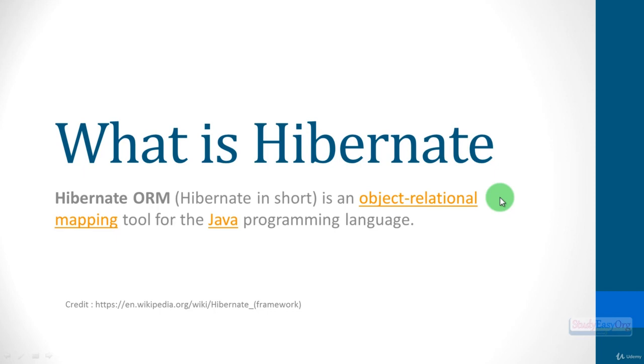Now what exactly is Hibernate? Hibernate ORM, or Hibernate in short, is an object relational mapping tool for the Java programming language. Now, Hibernate is a tool which does some stuff related to object relational mapping. In order to understand why Hibernate is so important and so popular, we need to understand what exactly is object relational mapping. So let us understand this concept known as object relational mapping.